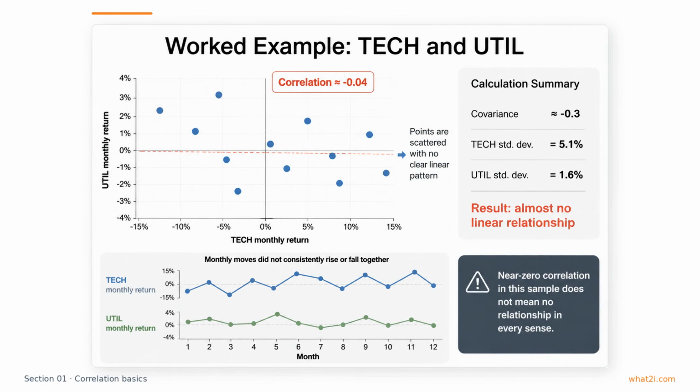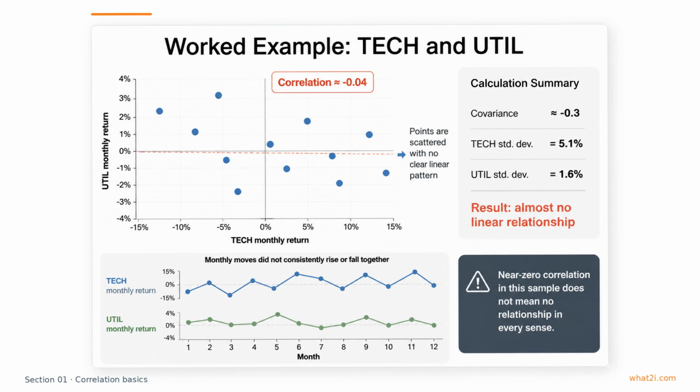This example compares monthly returns for a technology sector ETF and a utilities sector ETF over 12 months. The estimated correlation is about -0.04, which is extremely close to zero. Even though the covariance is slightly negative, the overall result suggests almost no consistent linear relationship in this sample. Technology was much more volatile, with a standard deviation around 5.1%, while utilities were steadier at about 1.6%. So these sectors did not reliably rise or fall together during the period we measured.